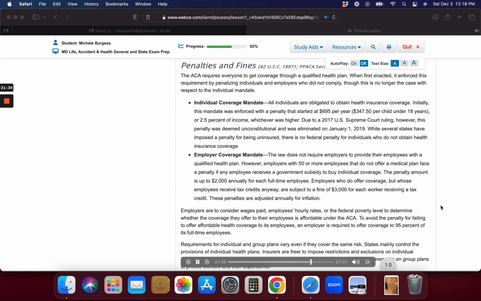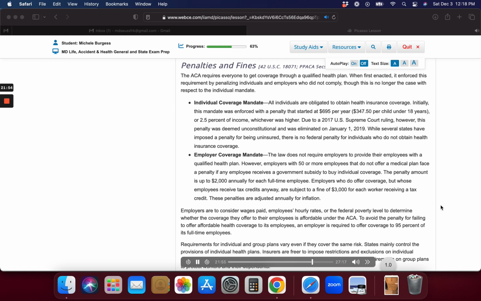Employers are to consider wages paid, employees' hourly rates, or the federal poverty level to determine whether the coverage they offer to their employees is affordable under the ACA. To avoid the penalty for failing to offer affordable health coverage to its employees, an employer is required to offer coverage to 95% of its full-time employees.